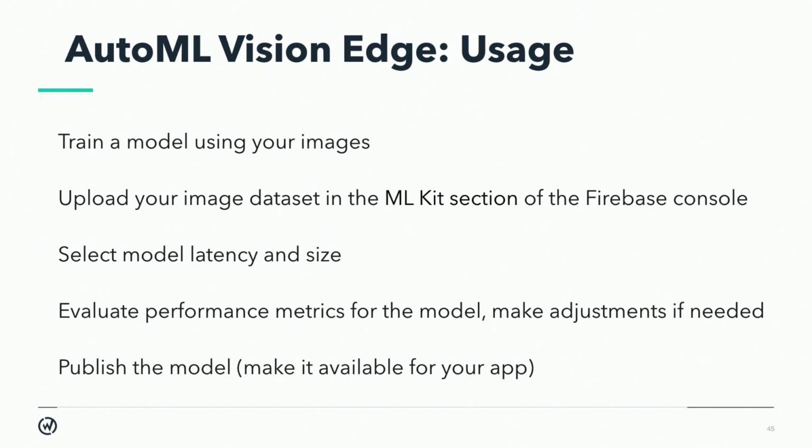And so the workflow for AutoML Vision Edge will be training a model using your images. So that's going to happen in the Firebase MLKit console. Then you need to select the model latency and size. Firebase is going to give you some options there. And the most important part is to evaluate performance metrics for the model and make adjustments if that's necessary. And then finally, you should publish the model, so that means you'll make it available for your app to use.